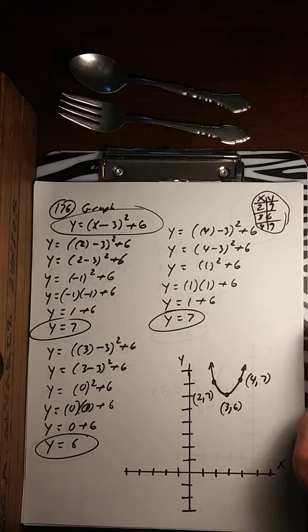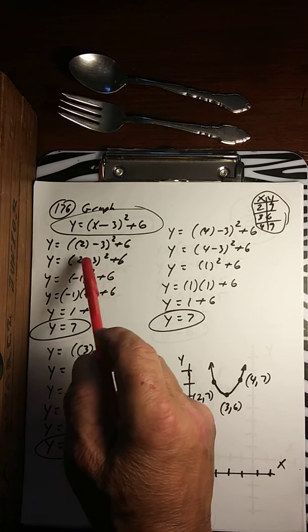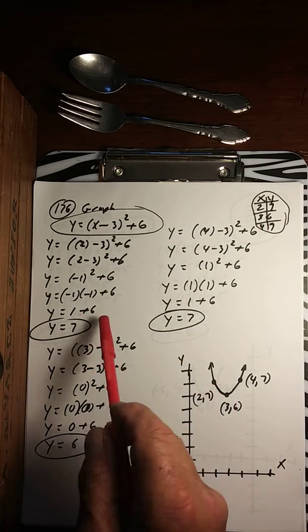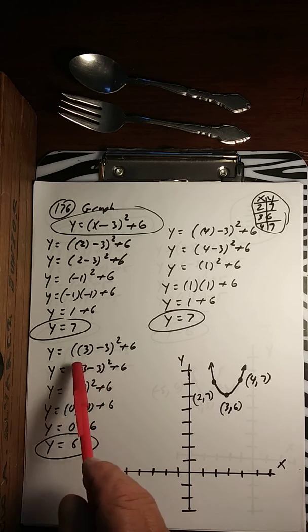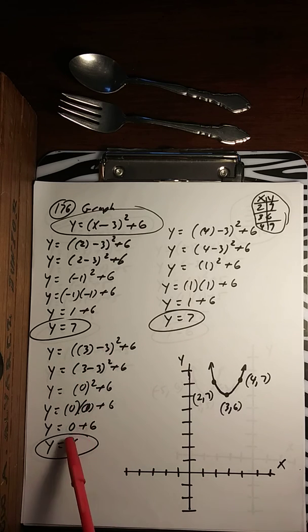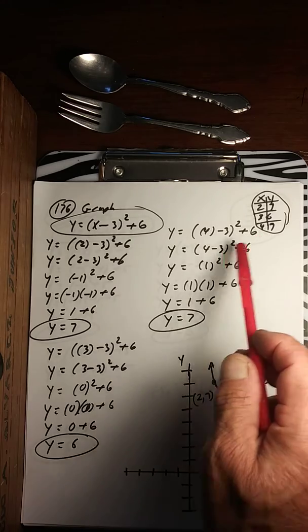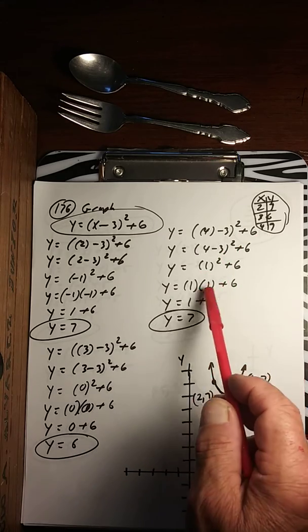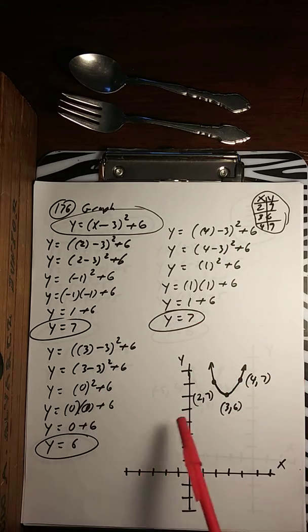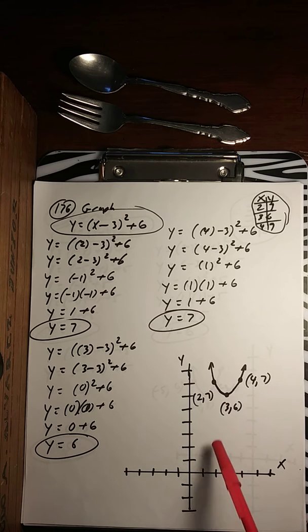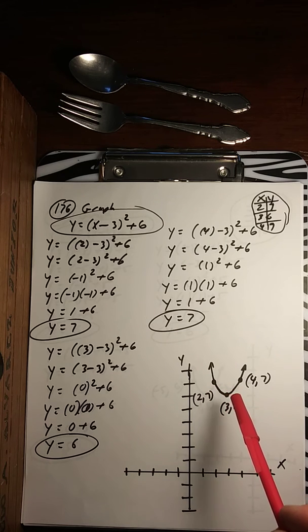Another graph. Put some numbers in there. Put a 2 in there. 2 minus 3, negative 1 squared is 1. 1 plus 6 is 7. Negative 3. 3 minus 3 is 0. 0 squared is 0 plus 6. 4 in there. 4 minus 3 is 1. 1 times 1 is 1. 1 and 6 is 7. So we have 2, 7, 3, 6, and 4, 7.